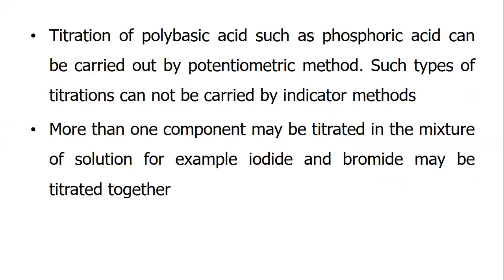Titration of polybasic acids such as phosphoric acid can be carried out by the potentiometric method. Such types of titration cannot be carried out by indicator methods. More than one component may be titrated in a mixture of solutions. For example, iodide and bromide may be titrated together.